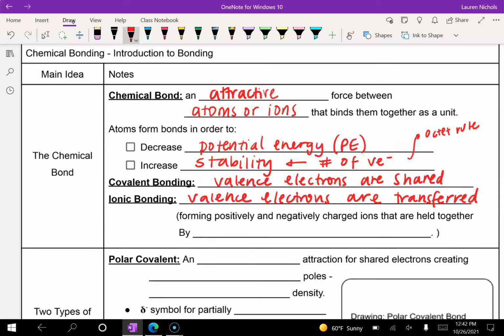And when they do, this forms positive and negatively charged ions that are held together by attractive forces. Okay, so remember, positive and negative are attracted to one another. So it creates this attractive force.